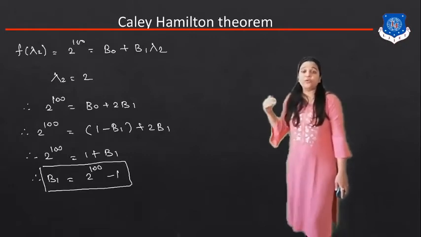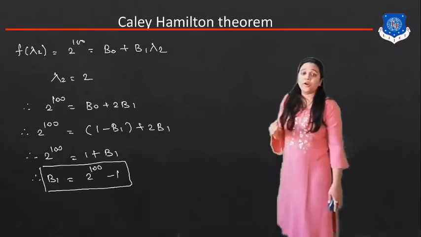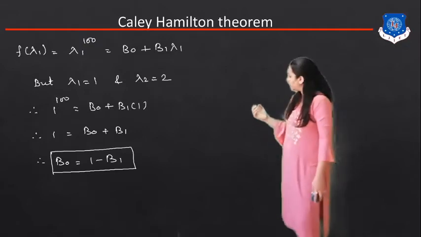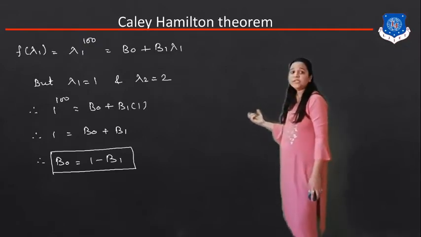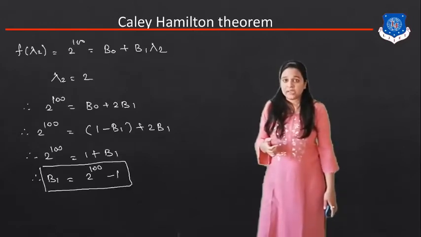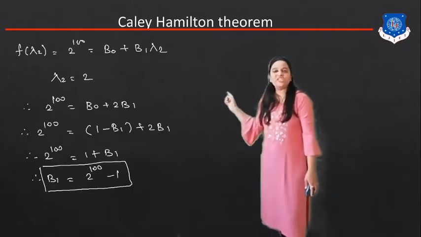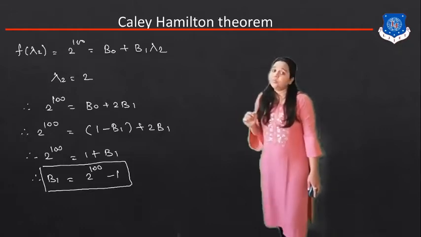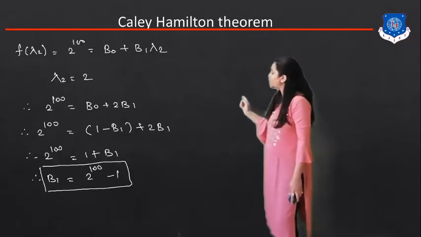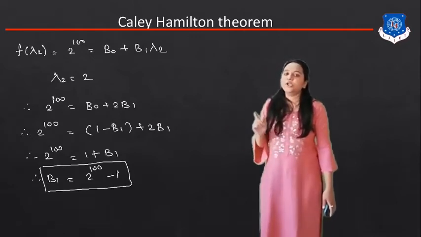Now using two equations, we have to find the value of b1 and b2. In the earlier equation, we can write b0 is equal to 1 minus b1. So put the value of b0 in this equation, we get 2 raised to 100 is equal to b0 plus 2b1. But b0 is equal to 1 minus b1, so the equation will become 2 raised to 100 is equal to 1 minus b1 plus 2b1.